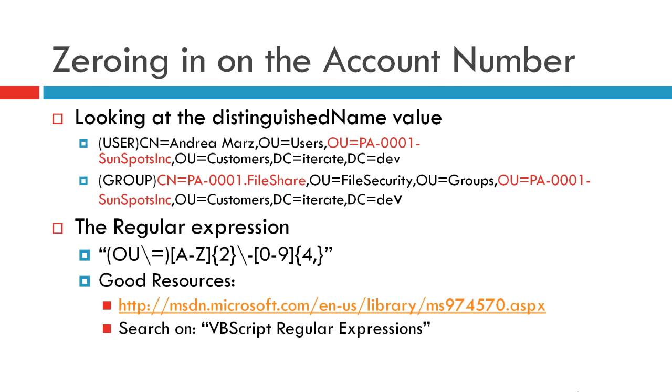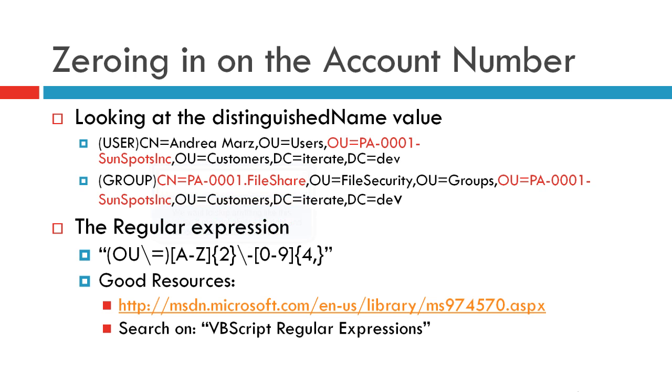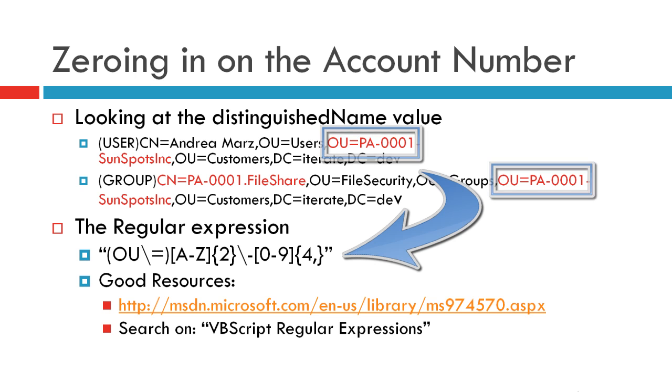So in order to zero in on the account numbers, we have to look at a few things because we're using the distinguished name attribute. We have different scenarios that we can run into. With users, most likely they're not going to include an account number on their common name, but a group can have an account number tied to it, such as you see here on example number 2. So whenever we're going to be running a regular expression, we want to make sure that we skip past the file share name instead of the actual OU name that you see in red. So the regular expression that I chose to use in this particular case, as you see here, will help zero in specifically on just the OU name.